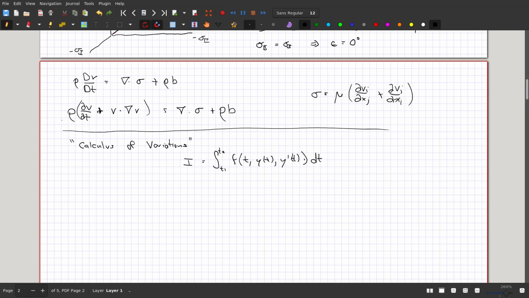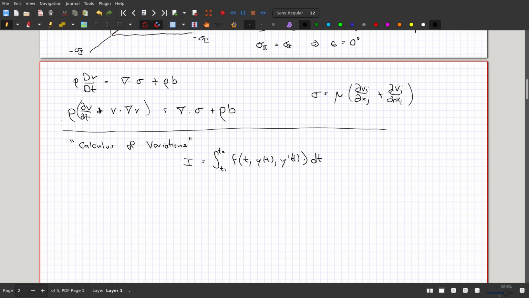So the integrand of my integral is a function of time, a function of y, which is a function of time, and maybe even a function of y prime, which is a function of time. Y prime being dy dt. And what we want to know, and what the whole subject of the calculus of variations is about, is what is the minimum of that integral?